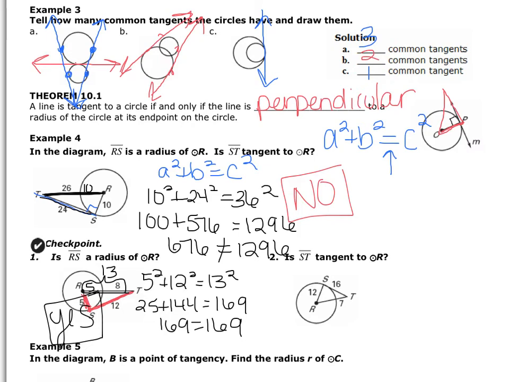All right, I would like you to do this number 2 on your own. Tell me, is ST tangent to circle R? And once you've worked it out, you're also going to give me your answer in the multiple choice question.